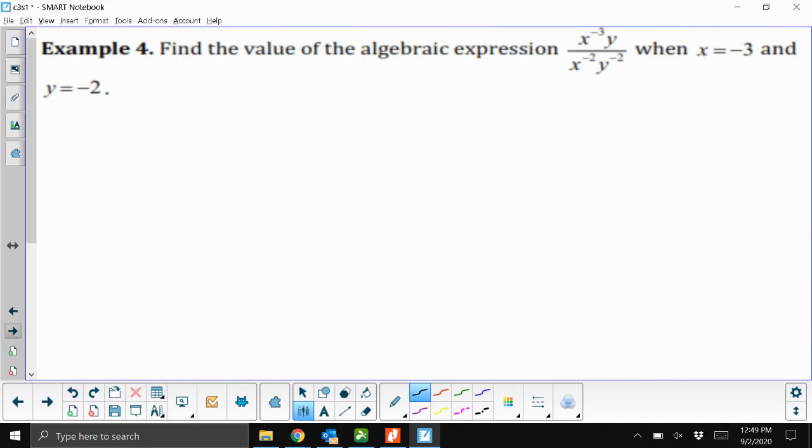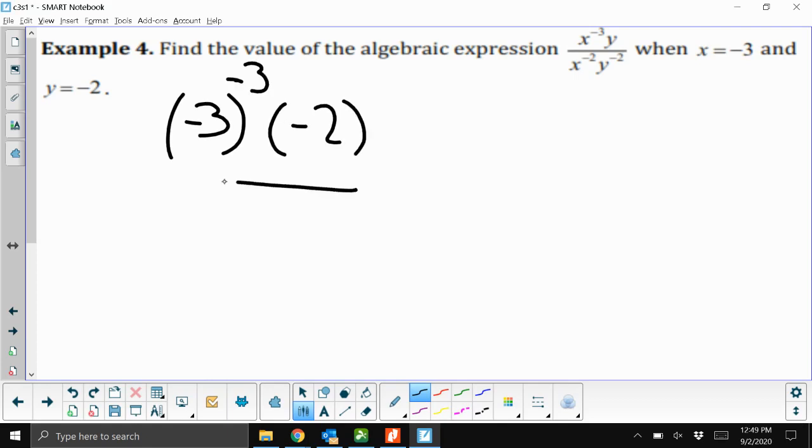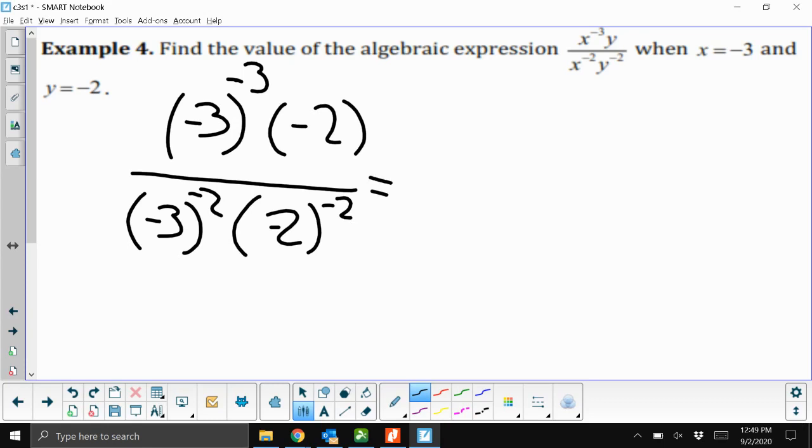All right, so here we're just plugging them in. So we're going to plug in these values and see what we get out. We have to take our time and make sure we don't make any little mistakes, because a sign issue could throw this answer completely off. So we're going to start by plugging in. We have x is -3. So -3 to the -3. And then y is -2, all over -3 to the -2. Then y, we would have a -2 to the -2.